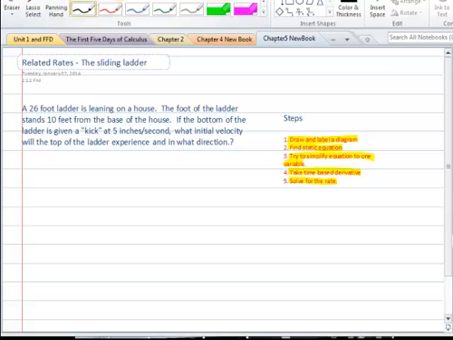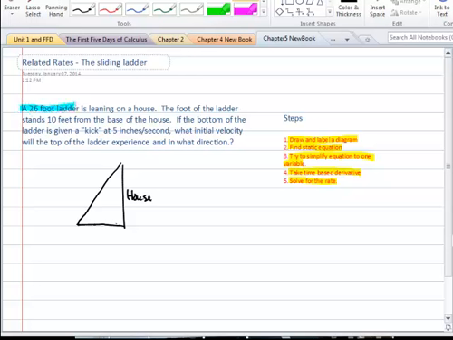So we're going to get started where we're going to first draw our picture, and we have the house, and then we have the ladder that's out away from the house. And the ladder has a, well, let's read the problem, understand what they're asking. So I'm going to highlight it as I read it.